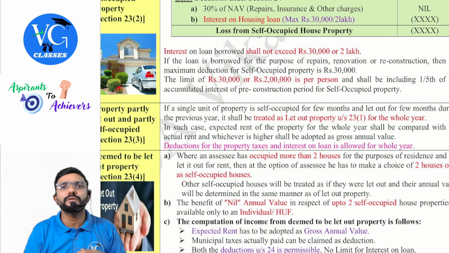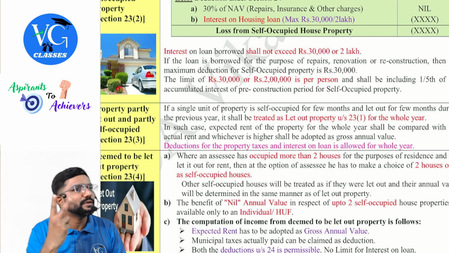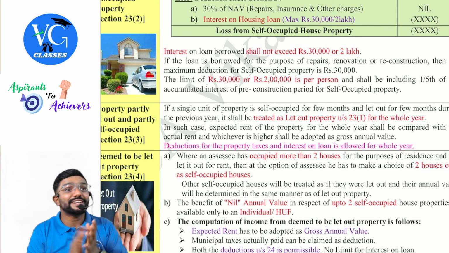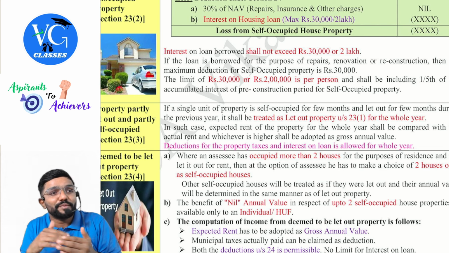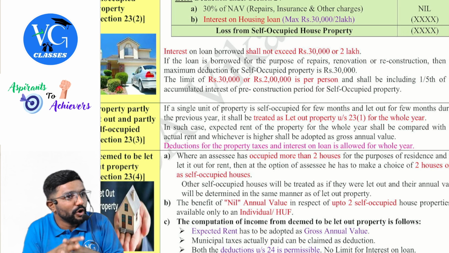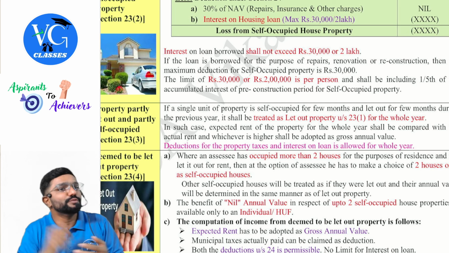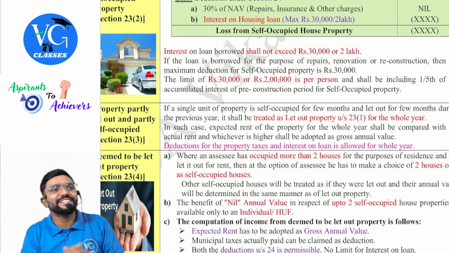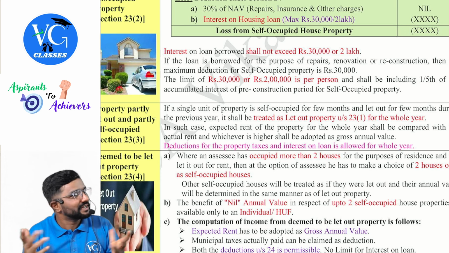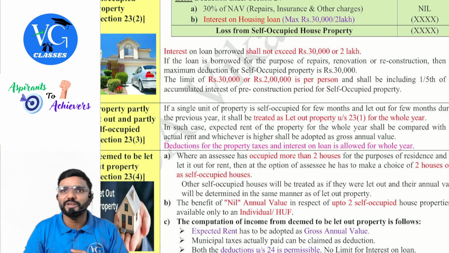Can I claim 2 plus 2, 4 lakh? No, only 2 lakh. Only 2 lakh. Now listen. I co-own my property with my wife. We both are co-owners. How much can we claim? 2 plus 2, per person they told. So 2 plus 2, both of us can claim? Yes. We will talk about co-ownership later.